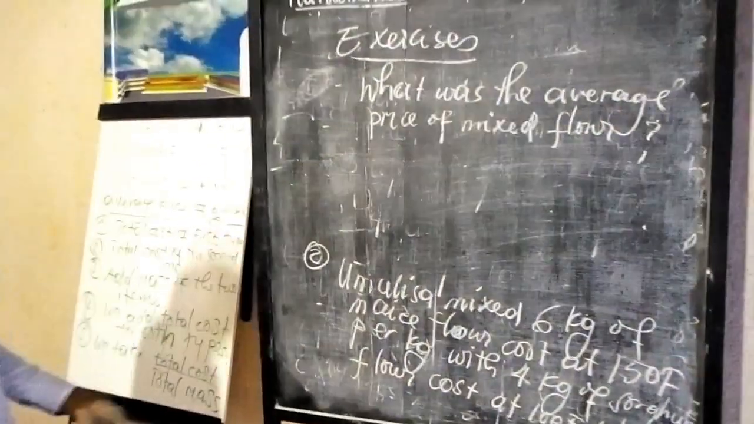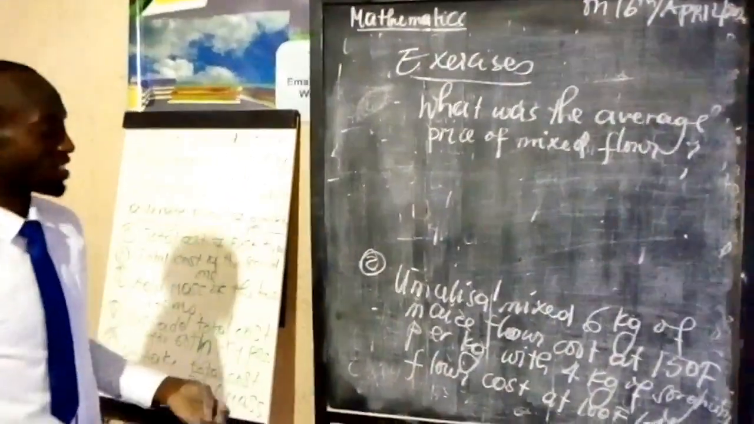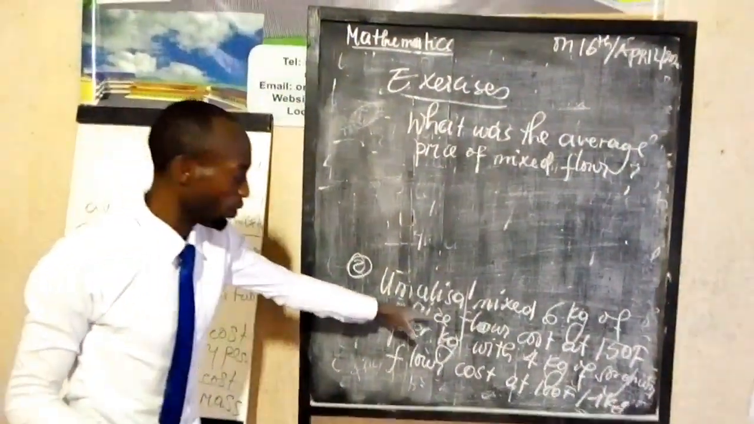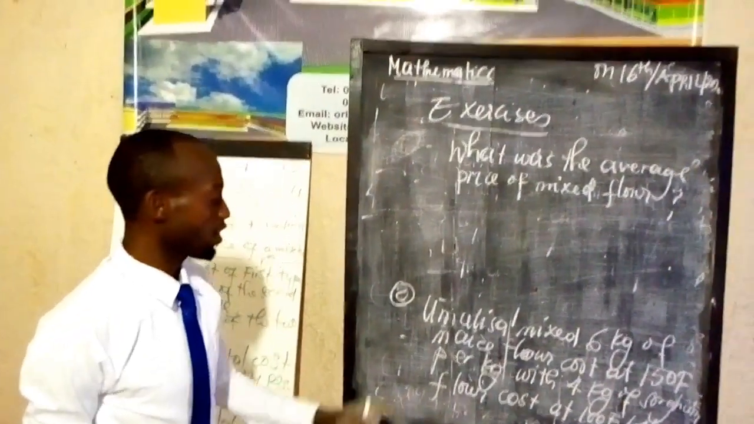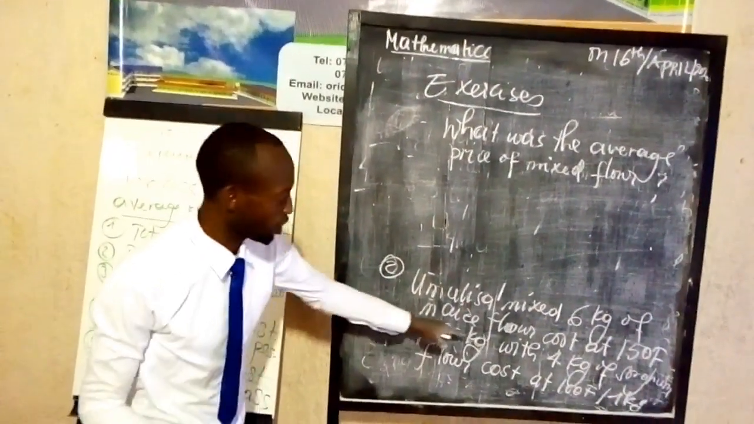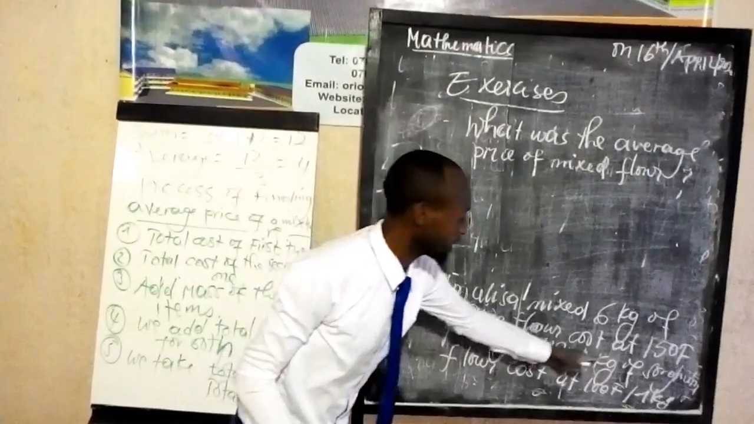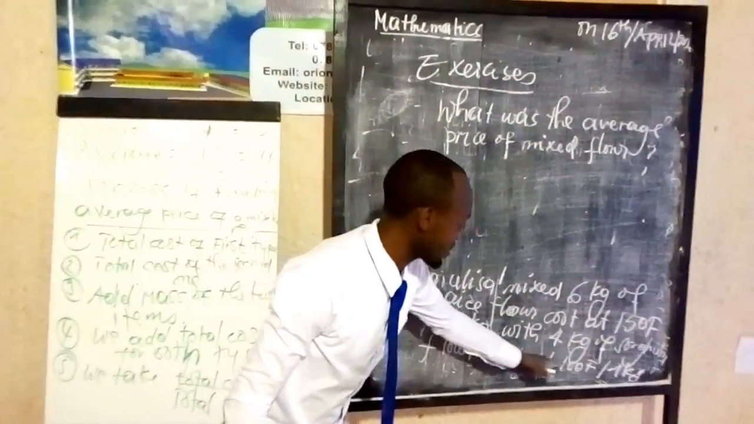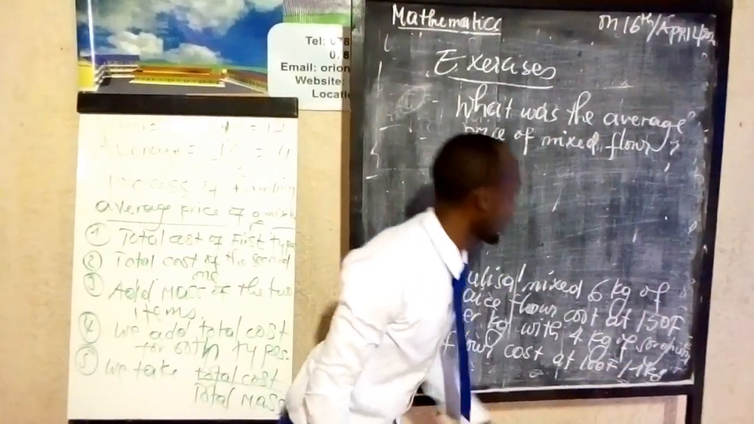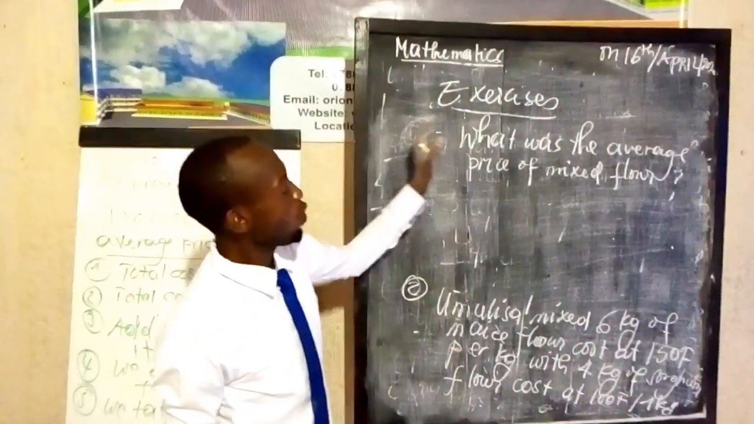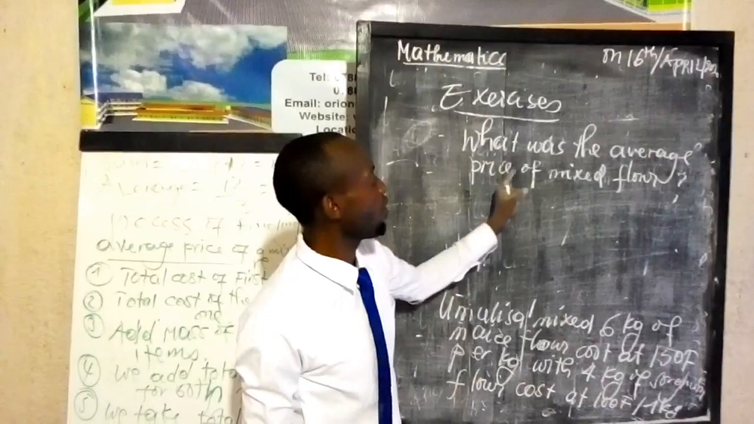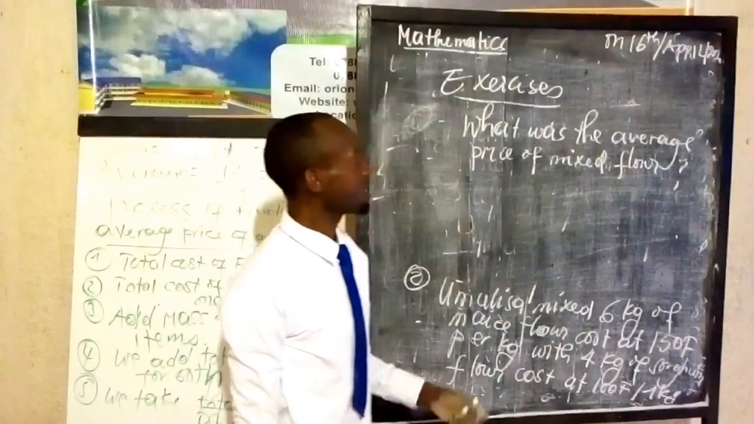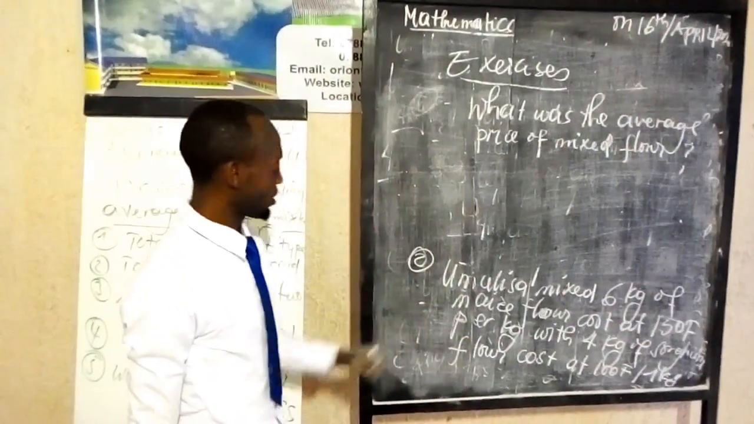The second example is Omurisa mixed 6 kilograms of maize flour cost at 150 francs per kilogram with 4 kilograms of sorghum flour cost at 100 francs per 1 kilogram. The question is, what was the average price of mixed flour? That is the end of the exercise.